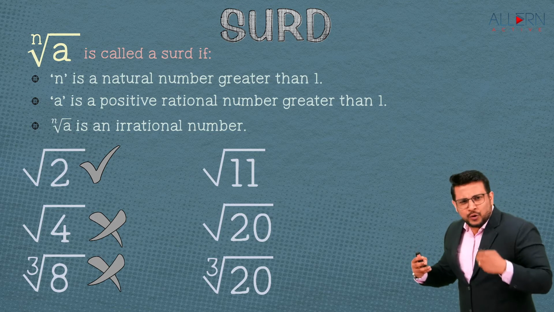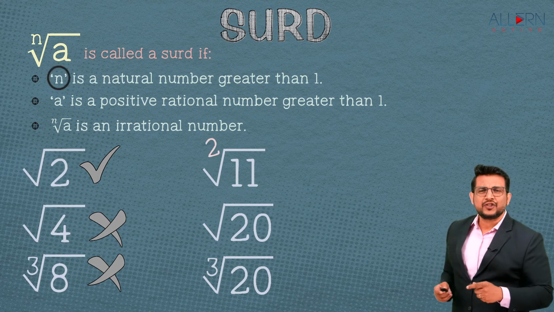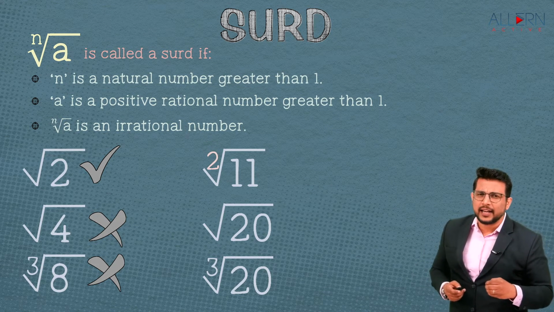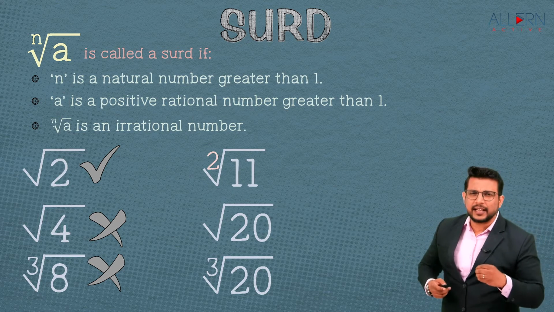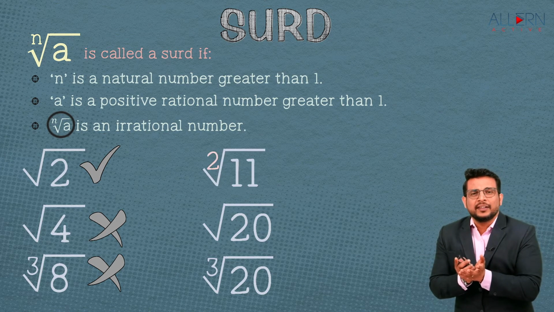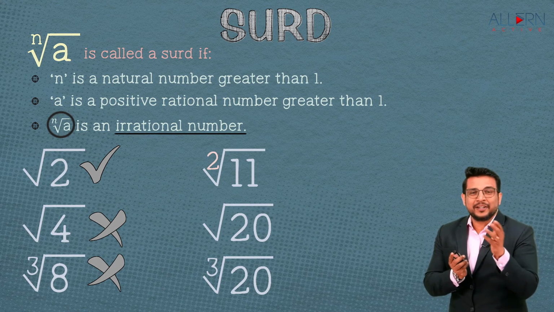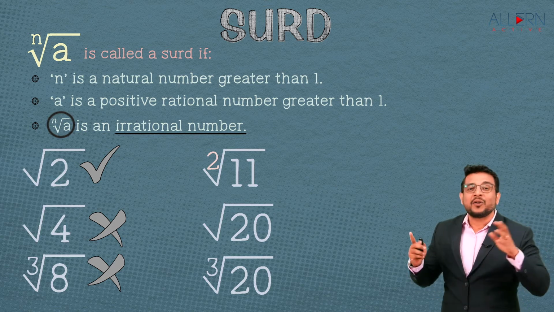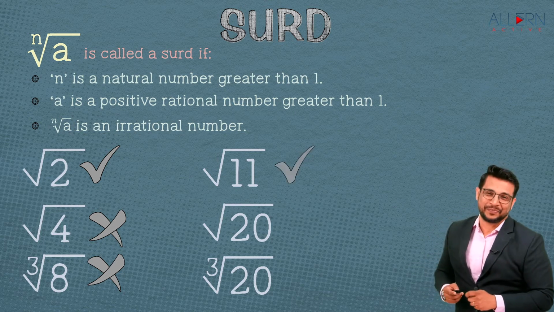Square root of 11. Now you should be fast at it. You should know by the look of it. The first condition is satisfied, that is the order, a natural number greater than 1. The second condition, the radicand, yes, it is a positive rational number greater than 1. That's satisfied. The last condition, look at the entire expression, square root of 11. Now square root of 11 is irrational, my dear kids. When you find the square root, it will be 3 point and will go on, non-recurring and non-terminating. That means all three conditions are satisfied. It is a surd. Beautiful.